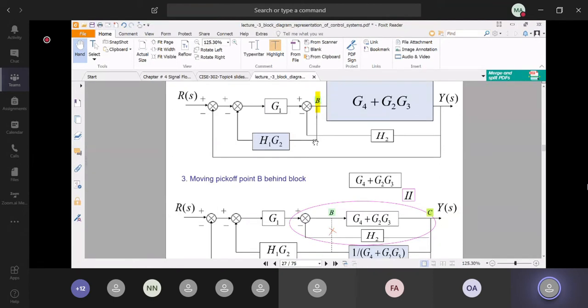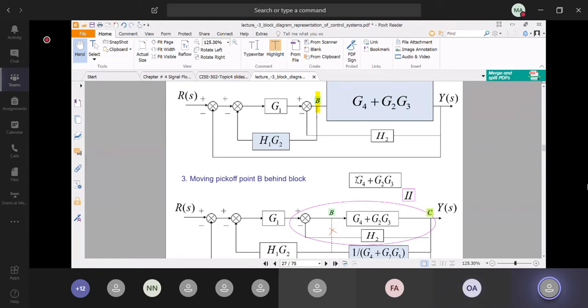How? If you move this summation before this one, theoretically that means we move this pickoff before this block, so the input will get the same gain. If we have the block now with the gain located at the output, the input will get the same gain. You can see it. But the other output, H2 is the input.